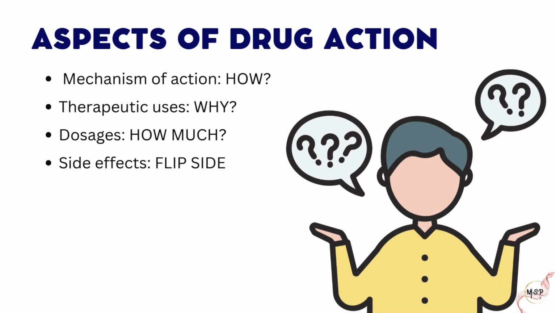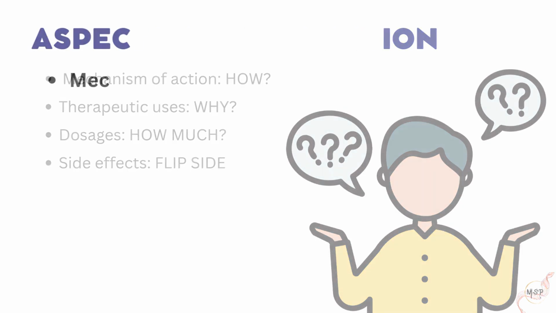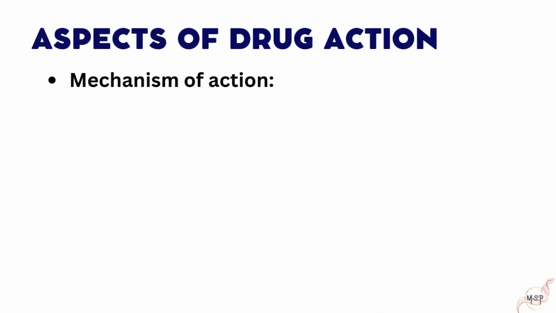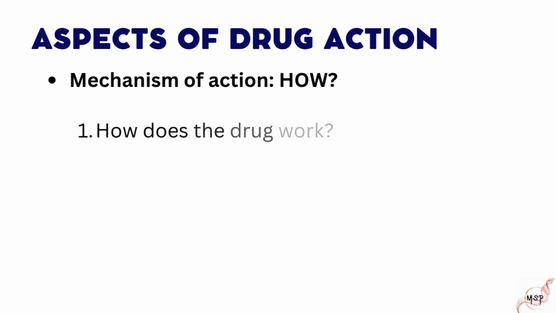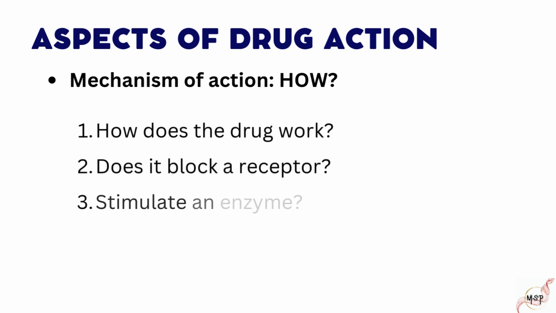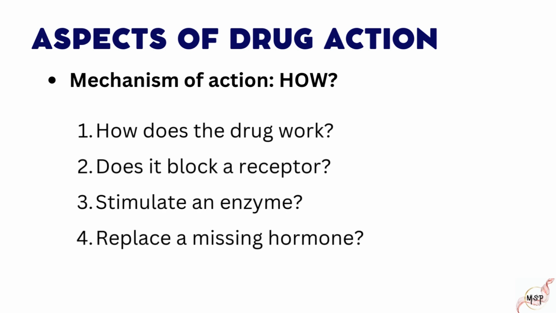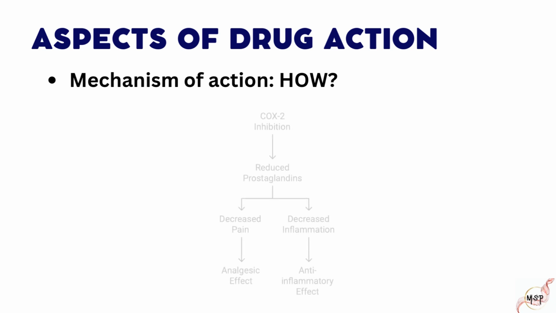Let's break down the how and why of drug action. First one is mechanism of action. This is the how. How does the drug actually work? Does it block a receptor, stimulate an enzyme, replace a missing hormone? For example, aspirin works by blocking an enzyme called COX, which reduces inflammation and pain.